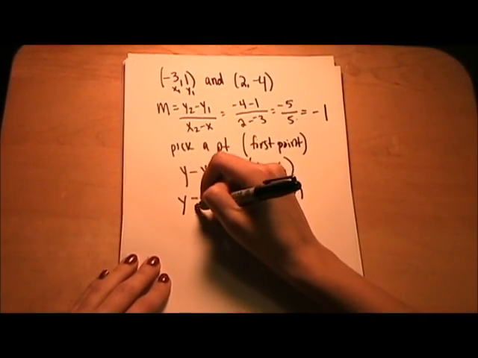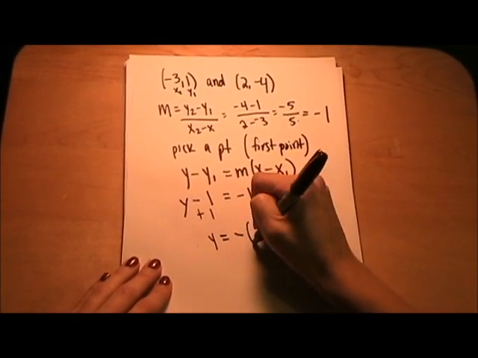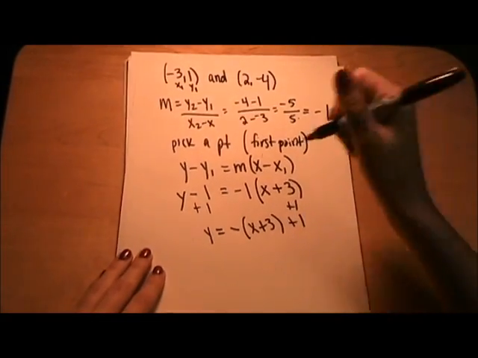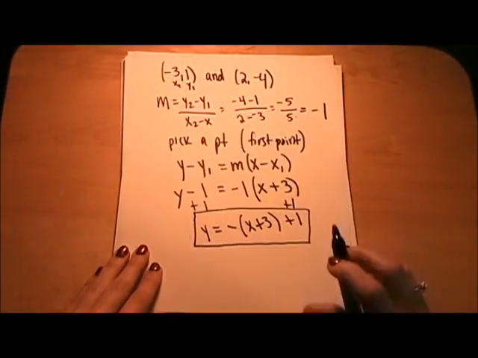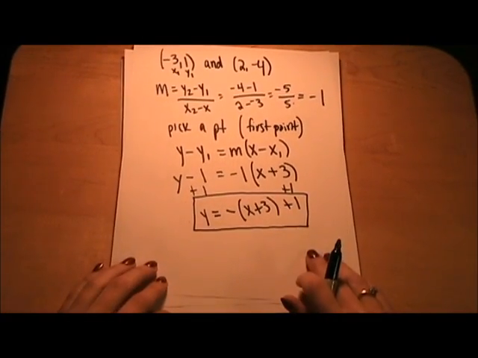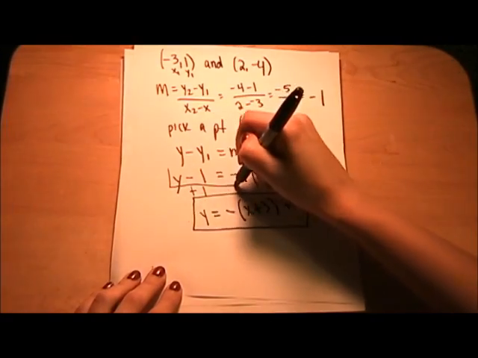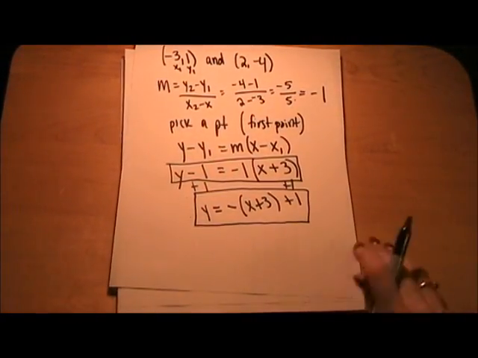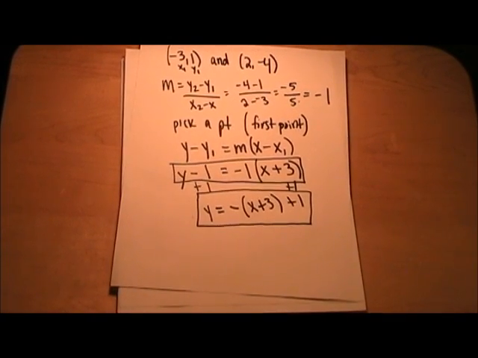And then I could clean this up by adding the 1 over. We get y equals negative parentheses x plus 3 plus 1. So that is in point slope form. This is also an acceptable answer for point slope form. I would be specific as to which one I would want you to use.